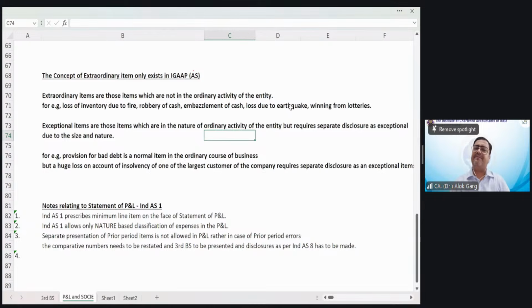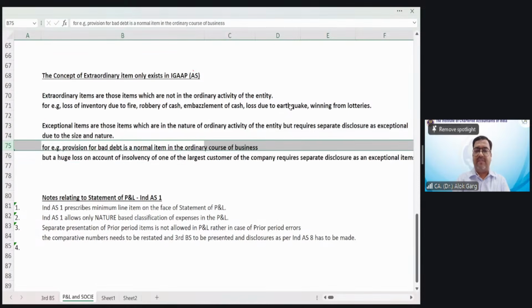Okay. Sir, if a company has faced a loss due to COVID, while it is not within the ordinary activity of the entity, no concept of extraordinary is there in Ind AS. So if a company has incurred a loss due to COVID, where is that loss going to be presented? Friends, if the item is not material, if the impact is not material, then as other expenses. But if the impact is material, then as an exceptional item.